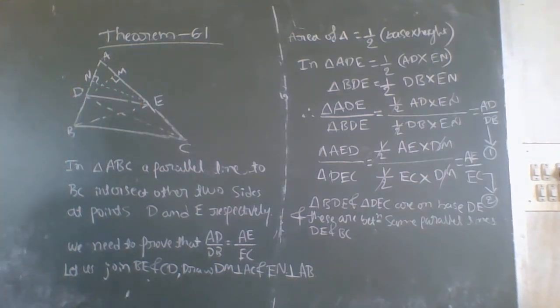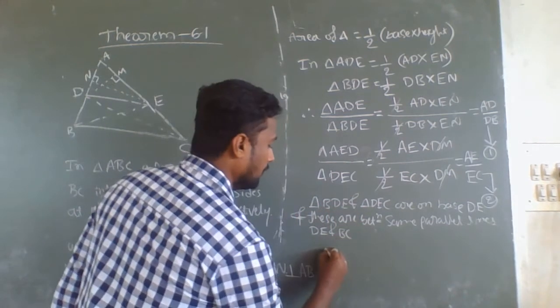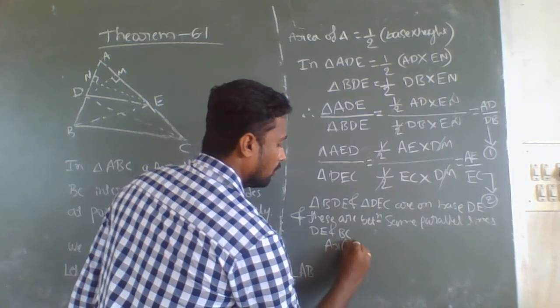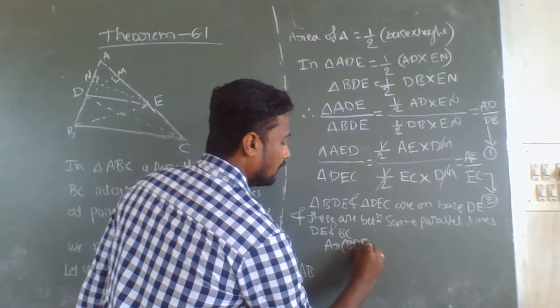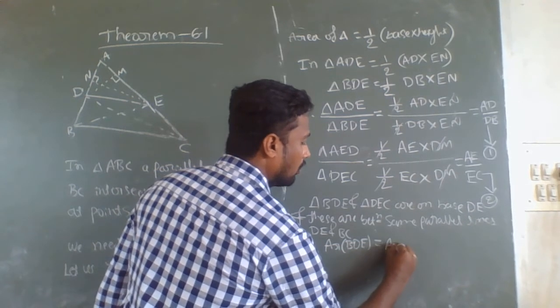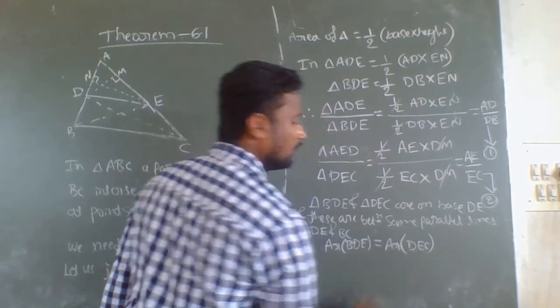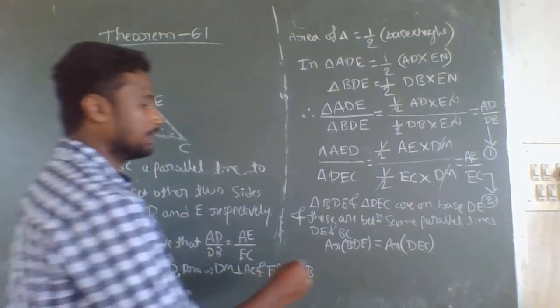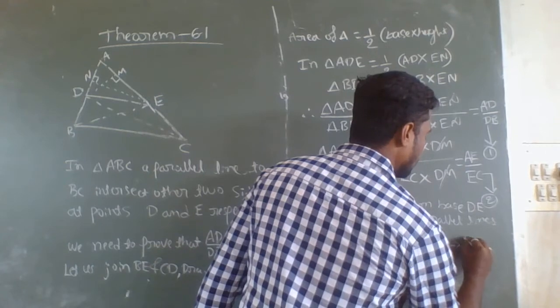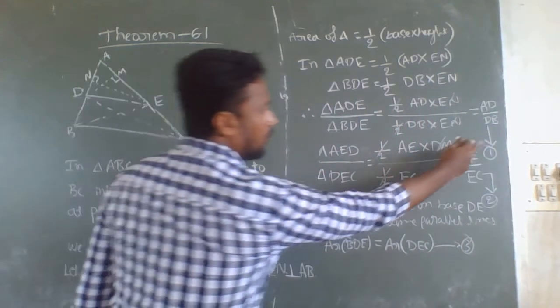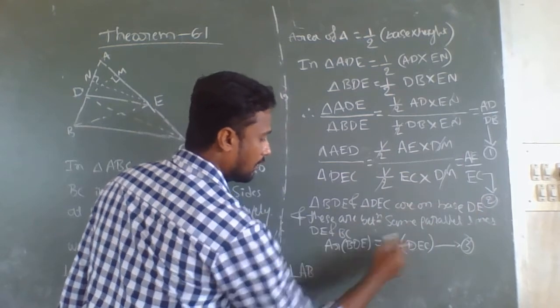Therefore, we can consider area of triangle BDE equals to area of triangle DEC. So now I will consider it as 3.